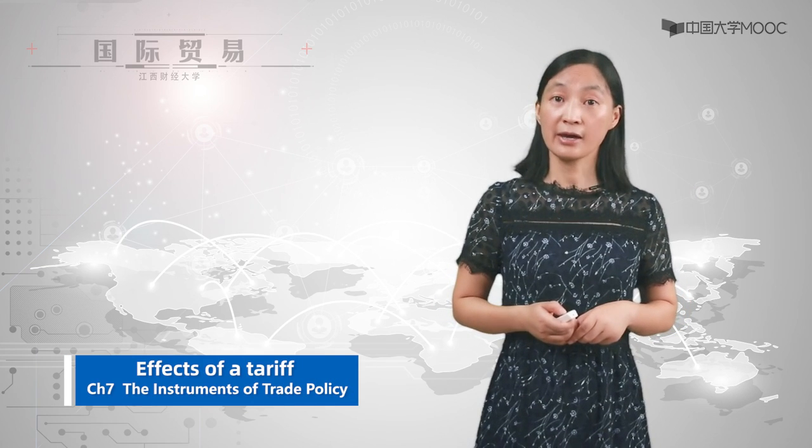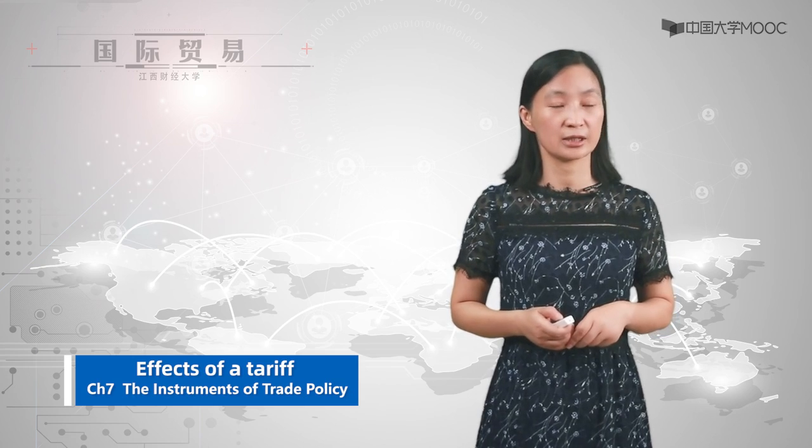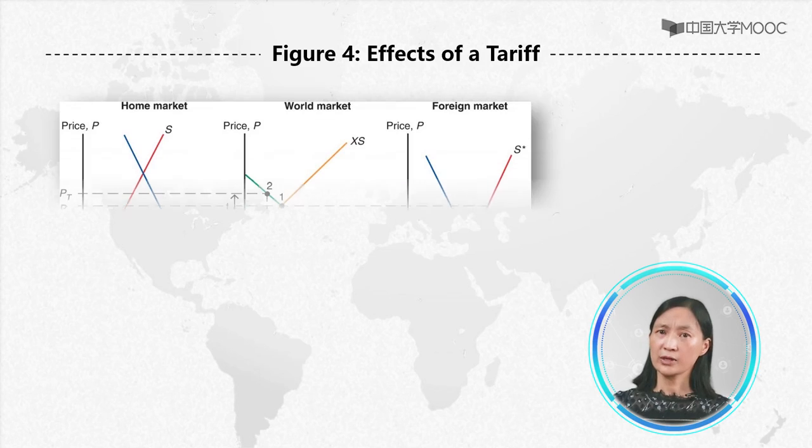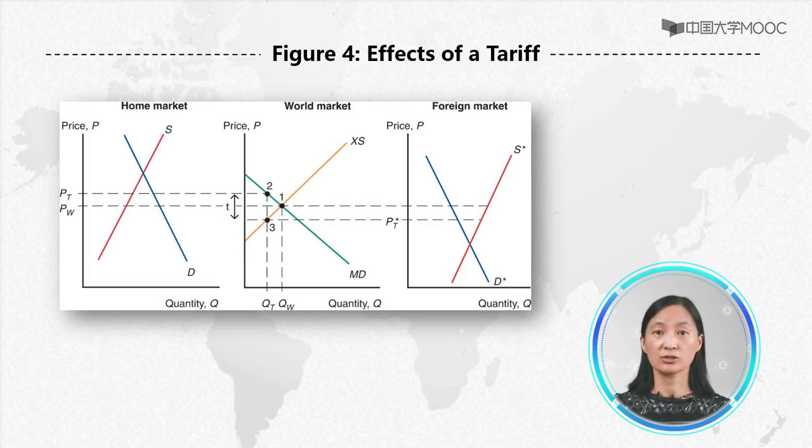From the point of view of someone shipping goods, a tariff is just like a cost of transportation. If home imposes a tax of $2 on every bushel of wheat imported, shippers will be unwilling to move the wheat unless the price difference between the two markets is at least $2. Figure 4 illustrates the effects of a specific tariff of T per unit of wheat.